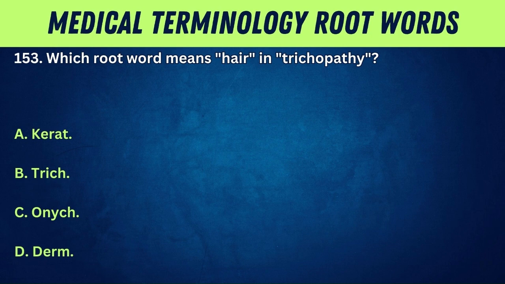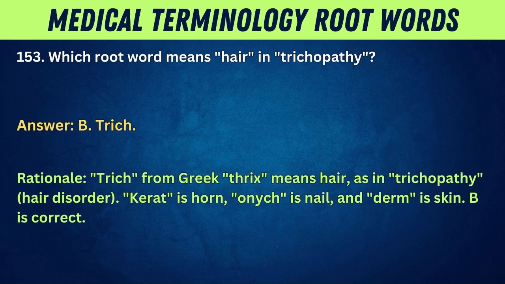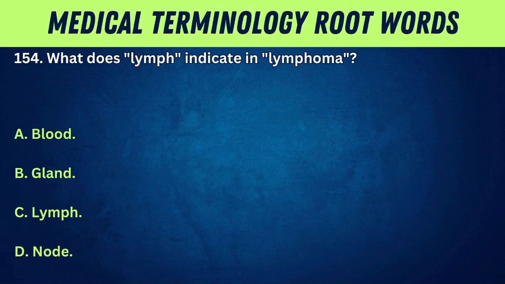A. Kerat. B. Trich. C. Onic. D. Derm. Answer: B. Trich. Rationale: trich from Greek thrix means hair, as in trichopathy, hair disorder. Kerat is horn, onic is nail, and derm is skin. B is correct. 154. What does lymph indicate in lymphoma?